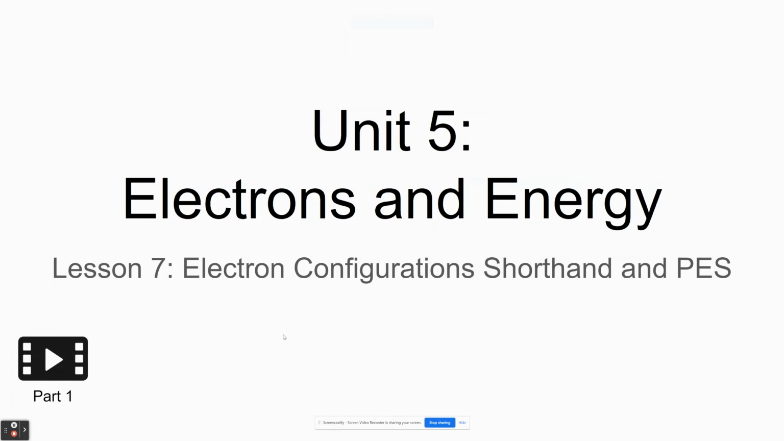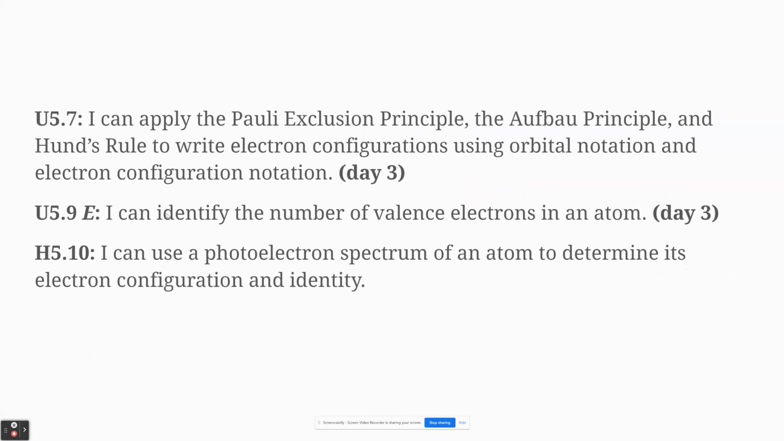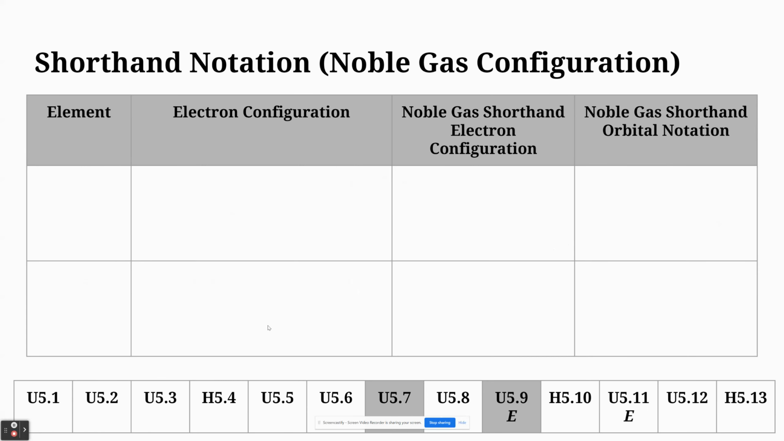Today we'll be doing the last set of notes for electron configurations. We'll be doing the shorthand notation, and we'll be doing some photoelectron spectroscopy. So here are our learning targets. We've done the first two. We'll be continuing those today, and then we're also adding in the honors learning target for this section here.